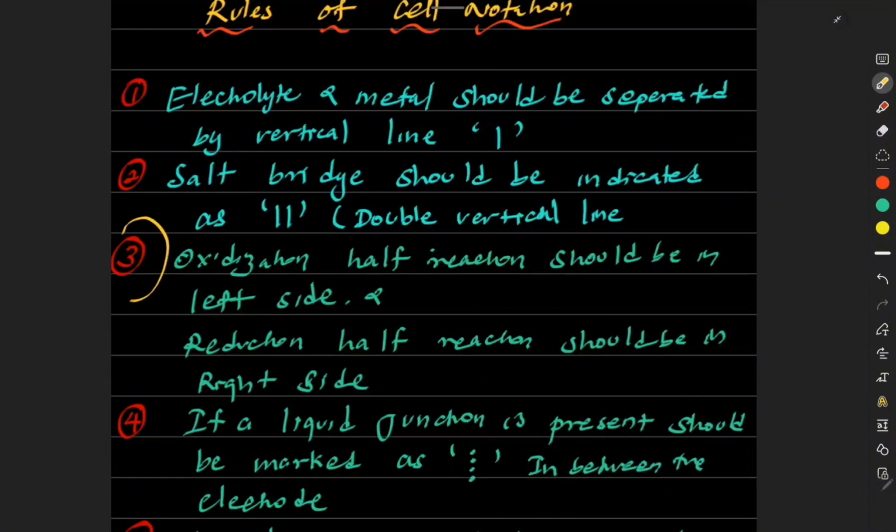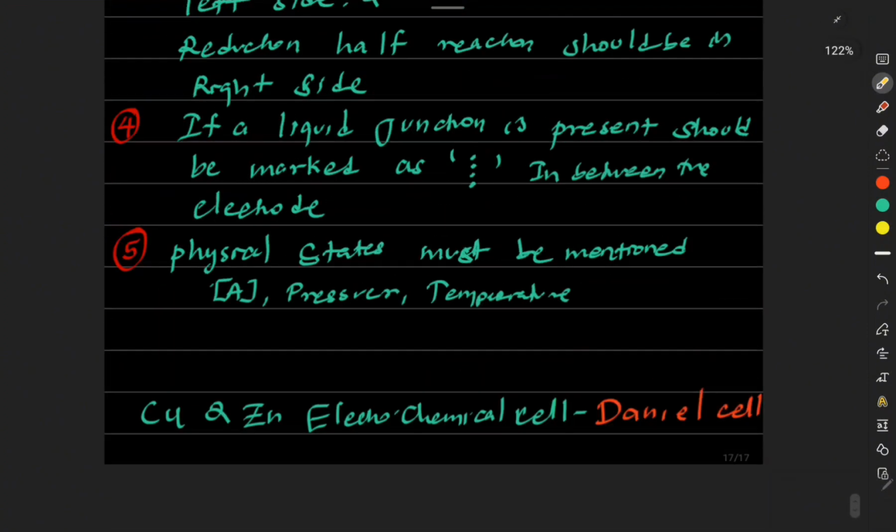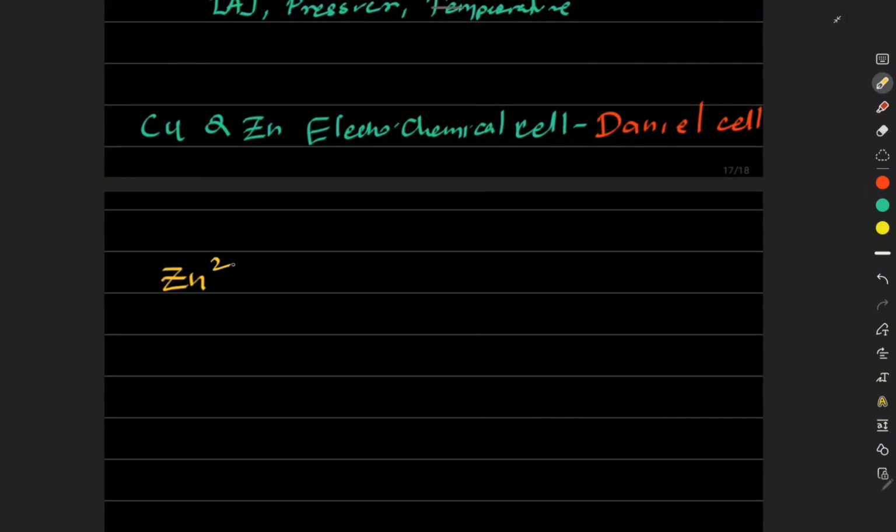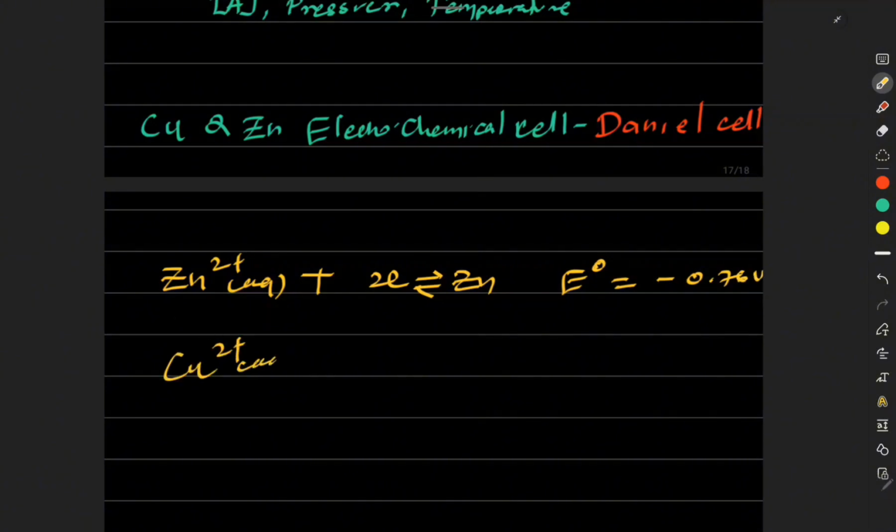If we consider this third point, I'll explain this using the Daniell cell. If we consider copper and zinc as electrodes, Zn2+ aqueous plus 2 electrons forms zinc, and the electrode potential is equal to minus 0.76 volt, and Cu2+ aqueous plus 2 electrons forms copper solid. The electrode potential is plus 0.34 volt.